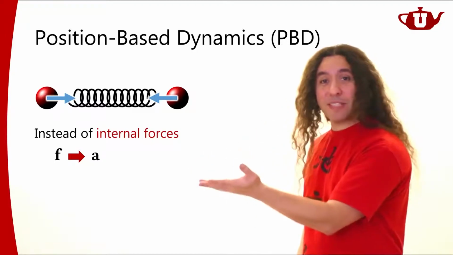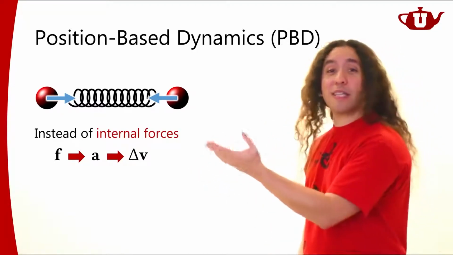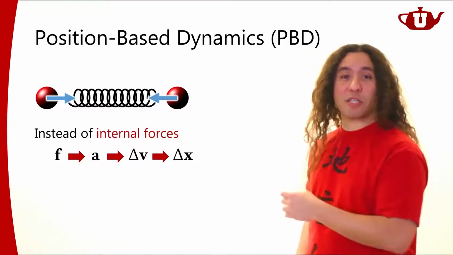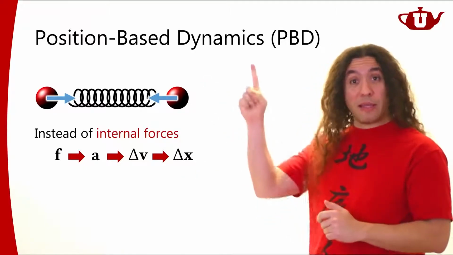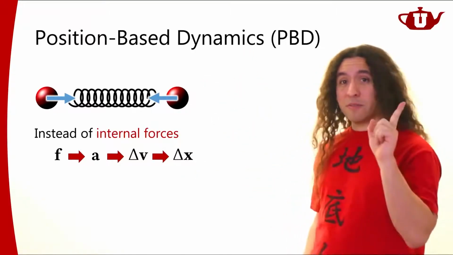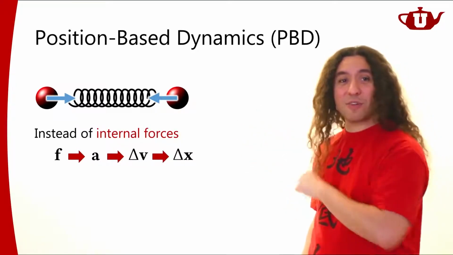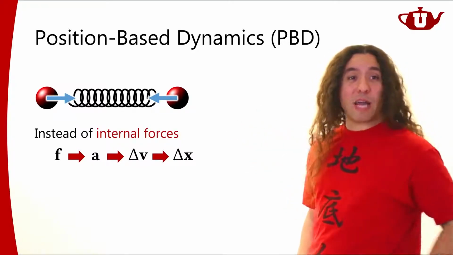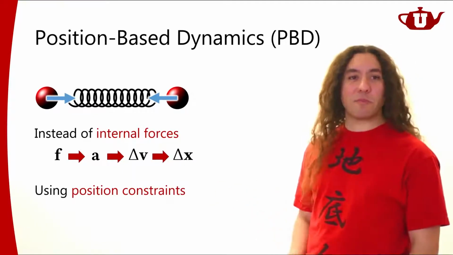And from the acceleration, I would compute the change in velocity. From the change in velocity, I would compute the change in position. So this is what Newtonian dynamics would do. Now, position-based dynamics, however, will not use this. Instead of these internal forces, position-based dynamics uses constraints based on positions.